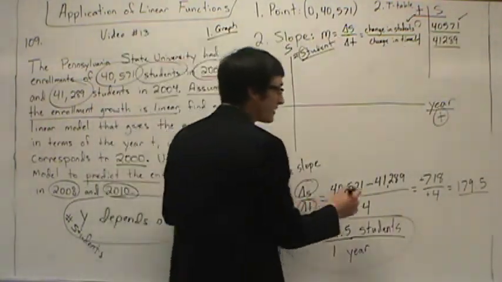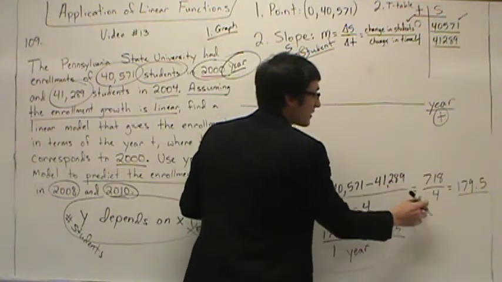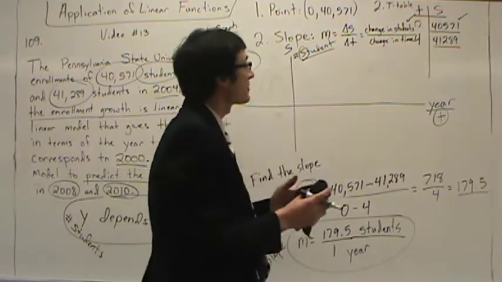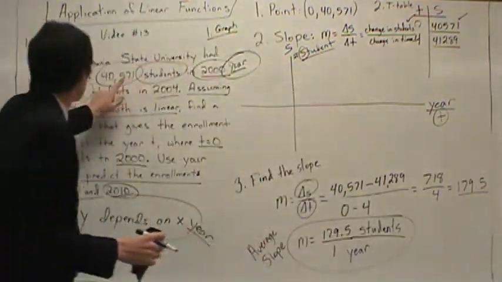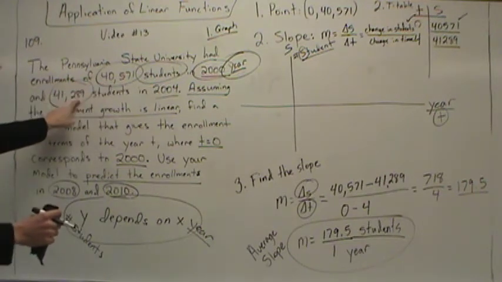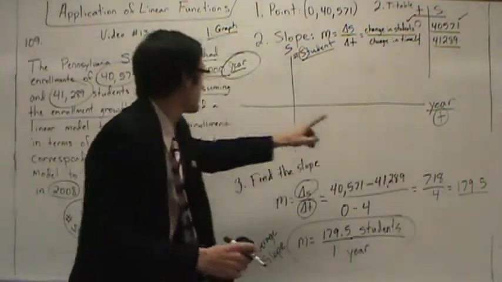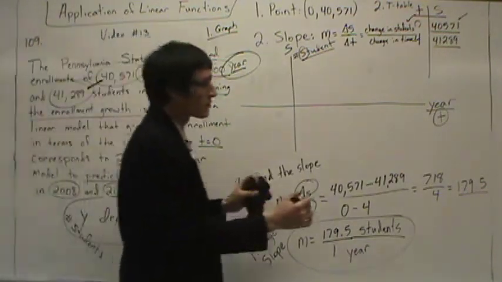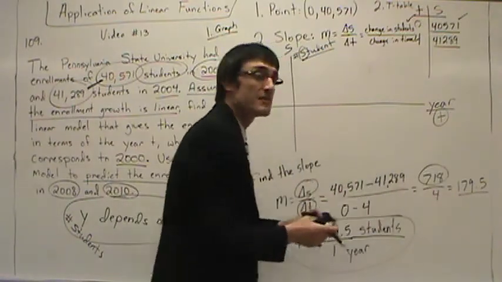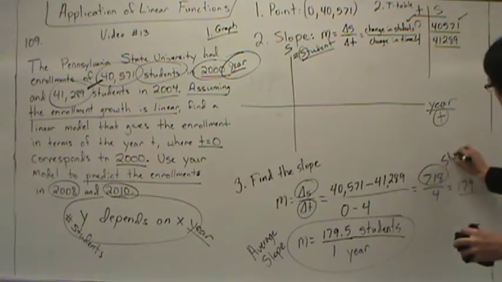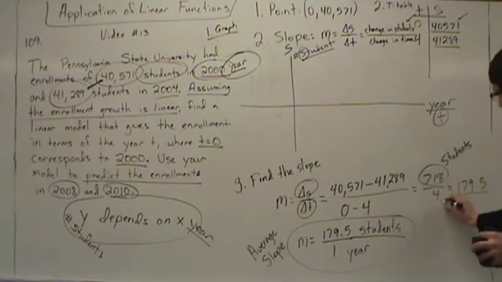Notice that if we think in terms of going up, I know we subtract and end up with a negative, but notice what happened to the number of students. The number of students went from 40,571 to 41,289. That was a difference of 718, meaning the number of students went up by how much? The number of students went up by 718 students in a total of how many years? Remember, top is students and bottom is year. Numerator students, denominator year.